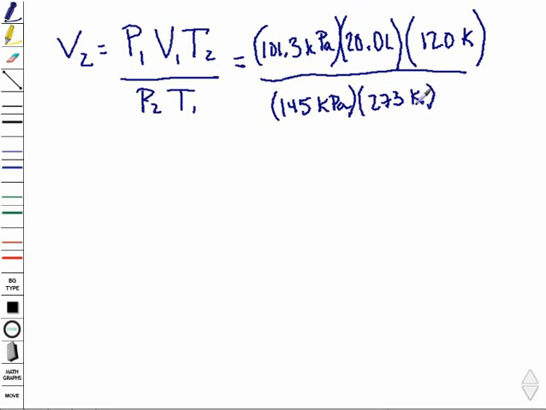Before we even multiply and divide all of our numbers, we can cancel out some units. We have a kilopascal on the top and a kilopascal on the bottom, so those cancel. We have a Kelvin on the bottom and a Kelvin on the top, so those cancel. So we're left with liters, which is a unit for volume, so we know we're on the right track. When you multiply your top three numbers and then you divide by your bottom two numbers, you end up with a final volume of 6.1 liters.